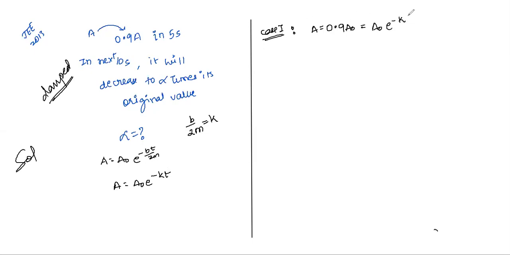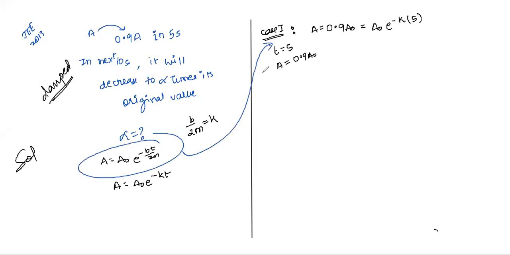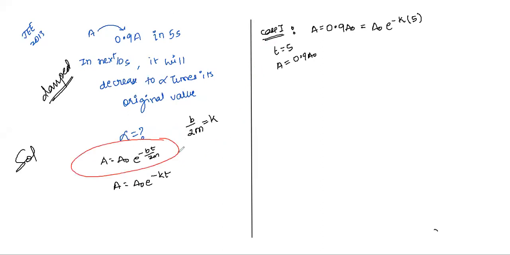Time t is given as 5 seconds. So for case 1, time is 5 seconds and A is equal to 0.9 times A naught. In this particular formula, we have substituted this expression. That gives us, let's see what it tells us, 0.9 is equal to e power minus 5k, right?